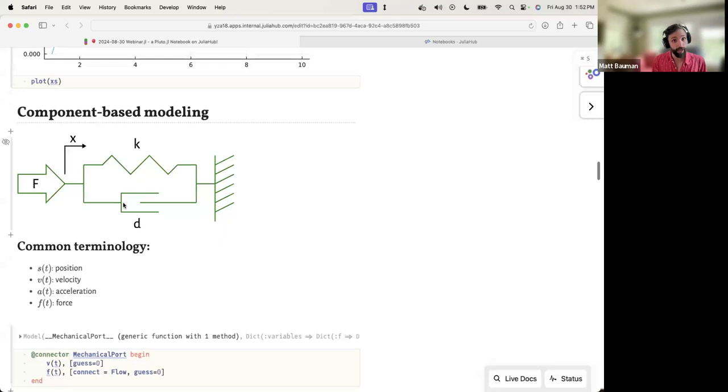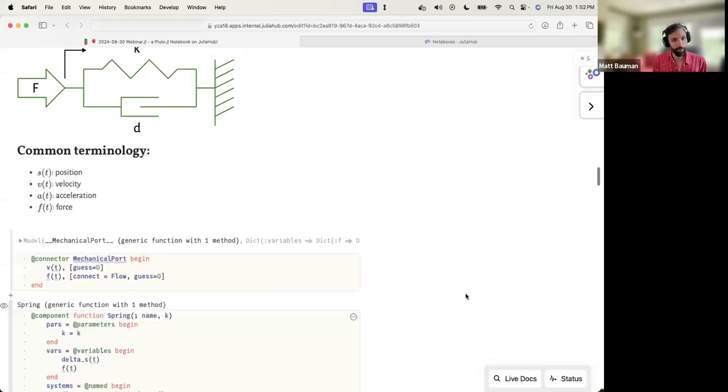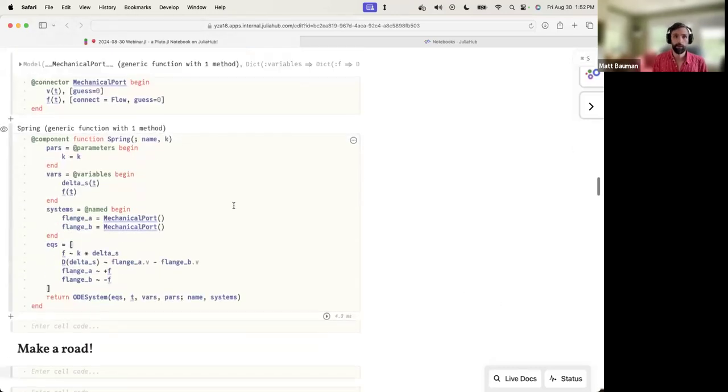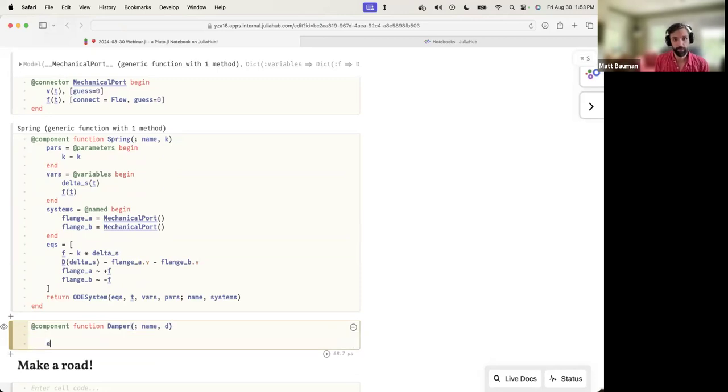We have our spring. Now we need to define our damper, but we've done a lot of the hard work, right? We have our mechanical port. So we'll do this exactly the same way. Component, and we'll have a function damper. Same idea. We pass a name, and our parameter that we're passing this time is not our K constant, but D for the damping constant. Same idea.